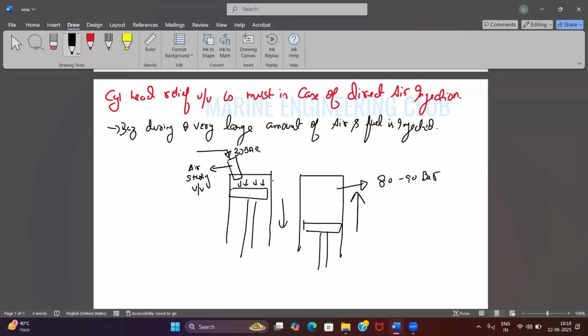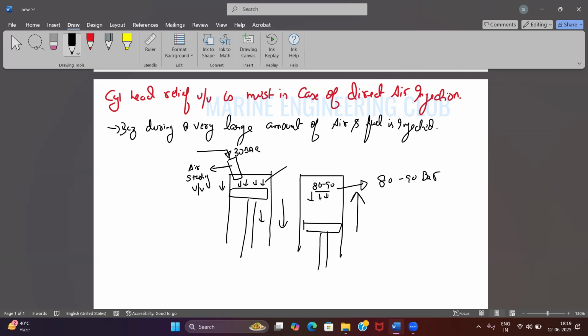Okay. Now this 30 bar is acting on top of my piston, which is trying to move my piston down. But at the end of the compression, I have 80 or 90 bar. How is it possible that this 30 bar can push this piston down, irrespective of this 80 to 90 bar acting on top of the other piston? It will not allow the 30 bar to go down, right? 80 bar is more. So what could be the reason?